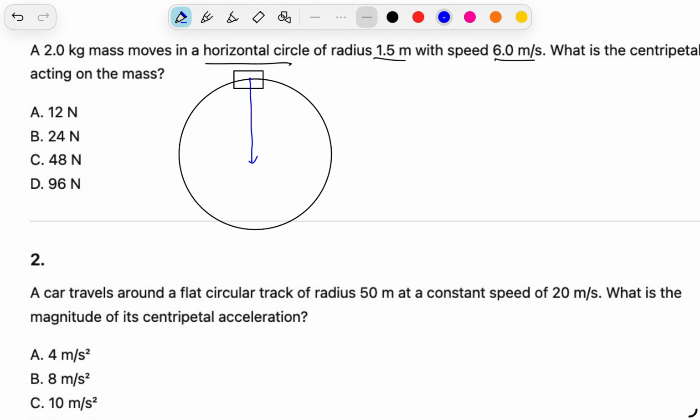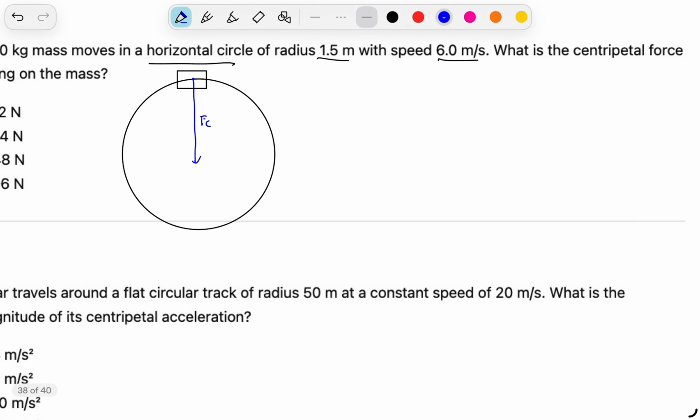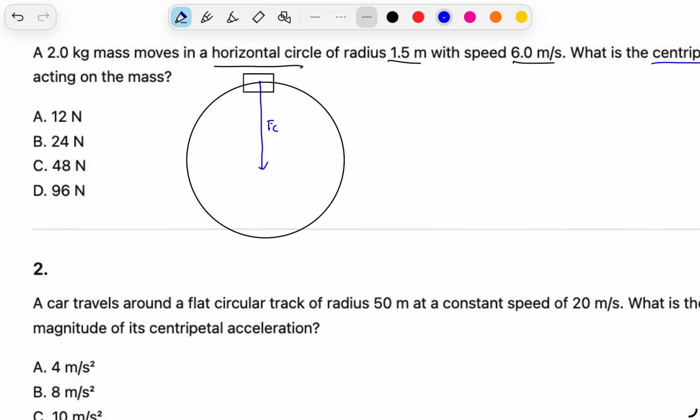The object has a centripetal force that is keeping it moving in a circle. So our radius is going to be 1.5 meters, and its speed is 6.0 meters per second.